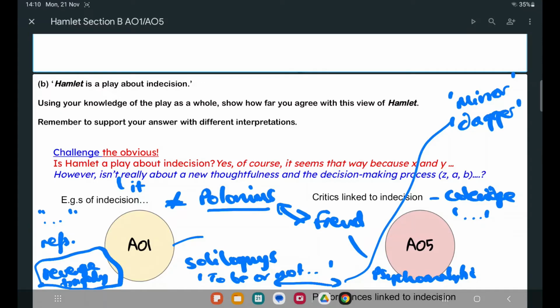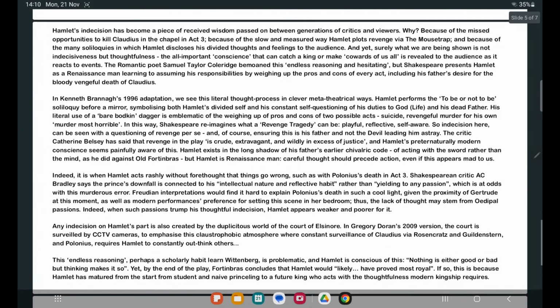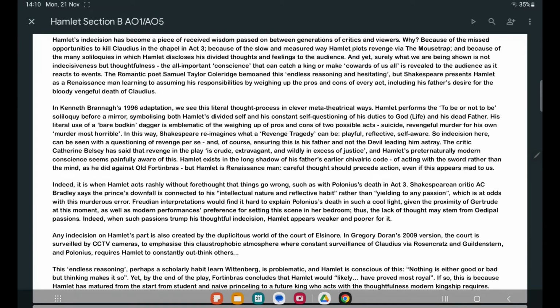Okay, let's have a look at my model answer and see how I put some of those ideas together. Hopefully you can see all of that. Okay, I'll put that on there so we can pull out some bits that are good. Hamlet's indecision has become a piece of received wisdom passed on between generations of critics and viewers. Why? Because of the missed opportunities to kill Claudius in the chapel in Act 3, because of the slow and measured way Hamlet plots revenge via the mousetrap, and because of the many soliloquies in which Hamlet discloses his divided thoughts and feelings to the audience.